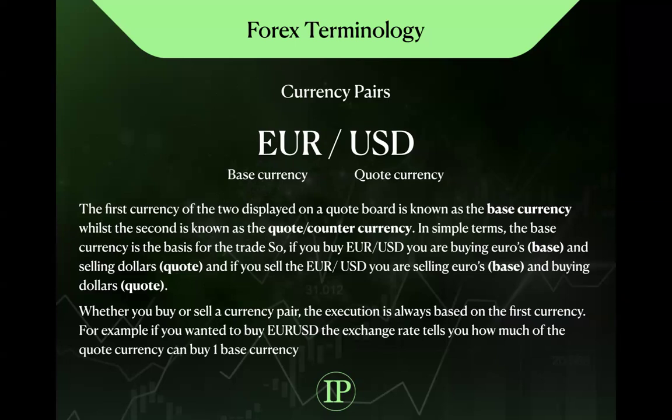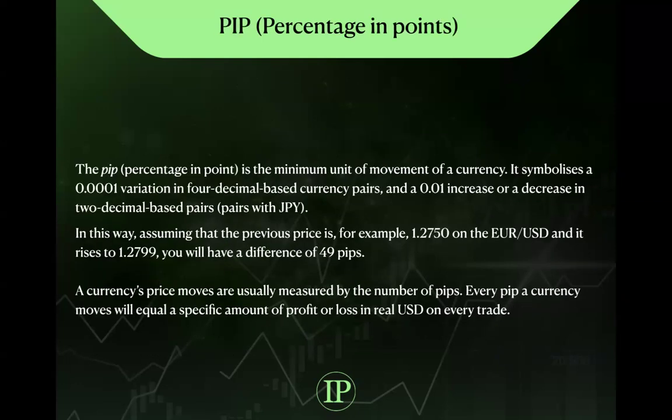Whether you are buying or selling a currency pair, the execution is always based on the first currency. For example, if you wanted to buy Euro USD, the exchange rate will tell you how much of the quote currency, which is USD, can buy one base currency. Okay. Next, we have pip.